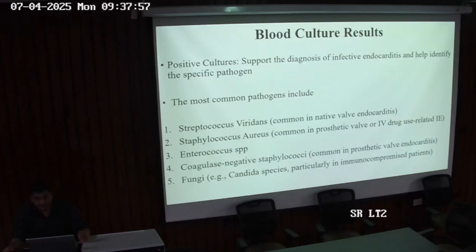The most common pathogens are Streptococcus viridans in native valve endocarditis, Staph aureus usually in the IV drug user and the prosthetic valve. Enterococcus is the third one, and coagulase negative Staphylococcus in the prosthetic valve again, and fungus usually in the immunocompromised, like diabetes, HIV, or cancer patients, where there is a chance of fungal type of infective endocarditis.